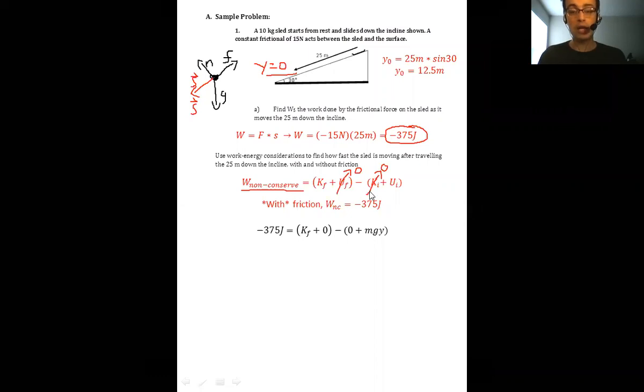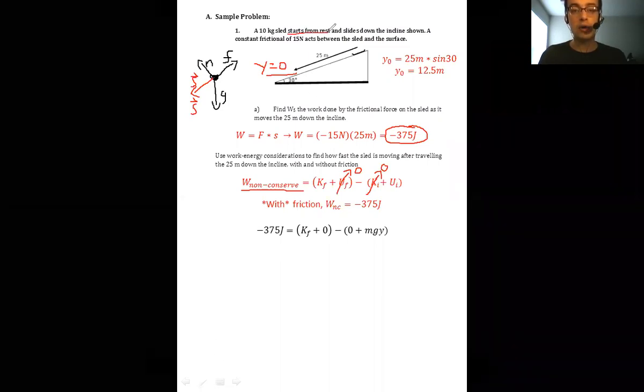Why can I say that initial kinetic energy is 0? The sled is released from rest, or it starts from rest. This is not a rocket sled. This is not James Bond driving his car down a slope at a certain velocity already, and gravity is picking it up and carrying him even further. The initial kinetic energy is 0 because the initial velocity is 0, right?